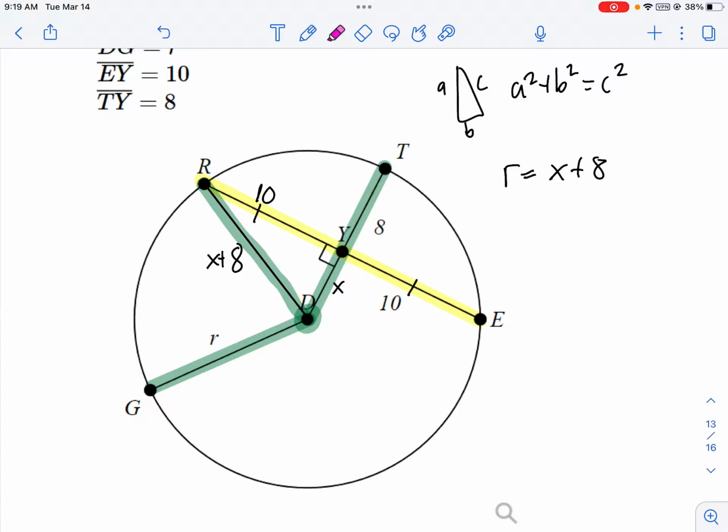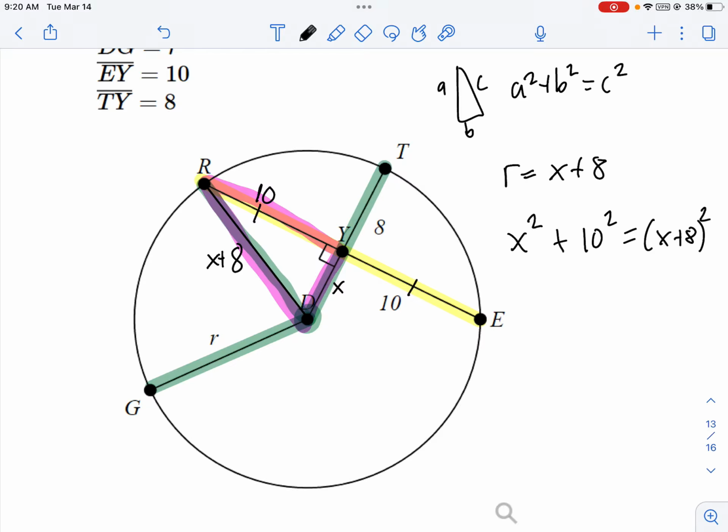And if we wanted to finish out, now we have something written down for all three sides of our triangle. We have one leg, which is x, so x squared, plus our other leg, 10 squared, equals our hypotenuse, x plus 8 squared. Booyah! Now you have a relationship, an equation written out, and now you can solve for x. And once you do, that'll help you back solve for your radius.